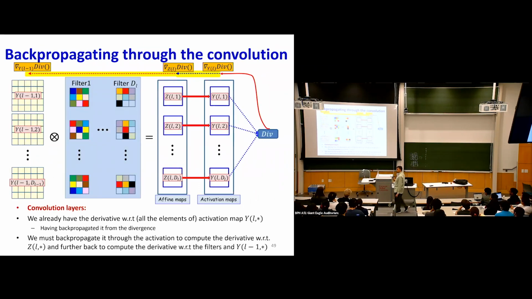There are two kinds of operations we had. One was the convolution, the other was pooling. So in a convolution layer, we first computed these affine maps from the inputs using a bunch of filters. And from these affine maps, we computed these activation maps.